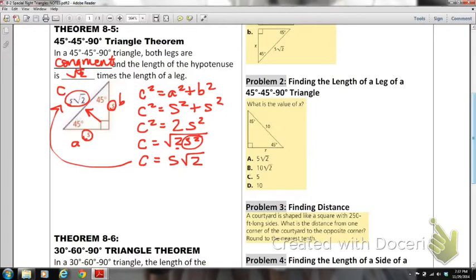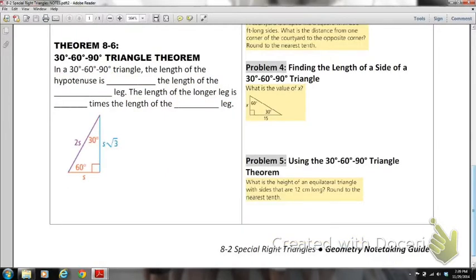So let's look at the next theorem for a 30-60-90 triangle. In a 30-60-90 triangle, the length of the hypotenuse is going to be twice the length of the shorter leg. And the length of the longer leg is going to be the square root of 3 times the length of the shorter leg. So the key to finding the lengths in this triangle is knowing the shorter leg, because the hypotenuse is twice the shorter leg, and the longer leg is the square root of 3 times the shorter leg.